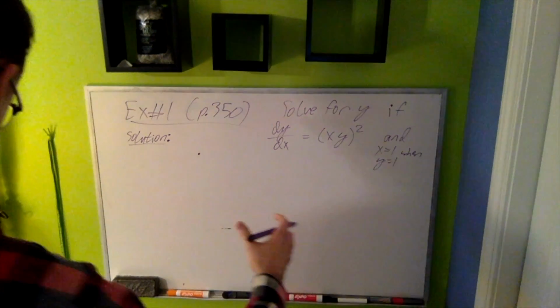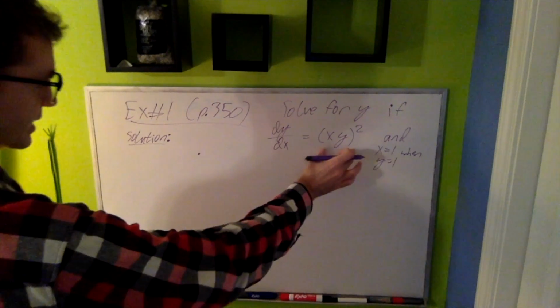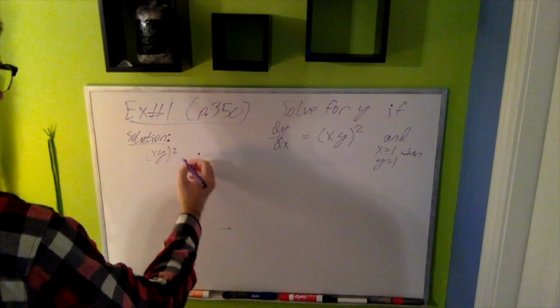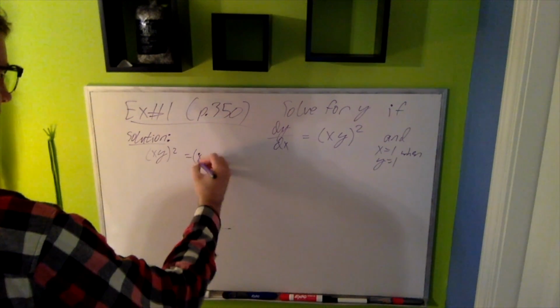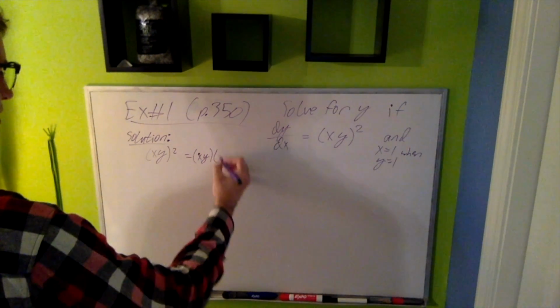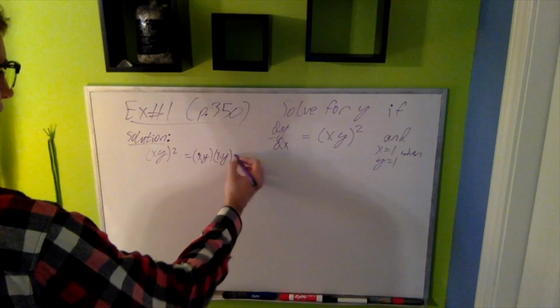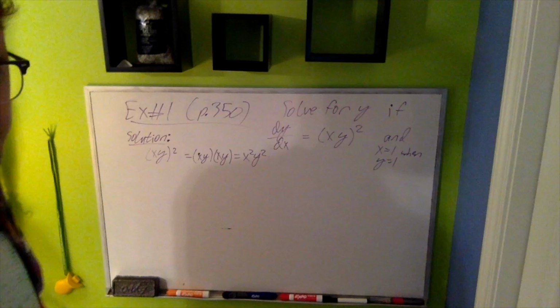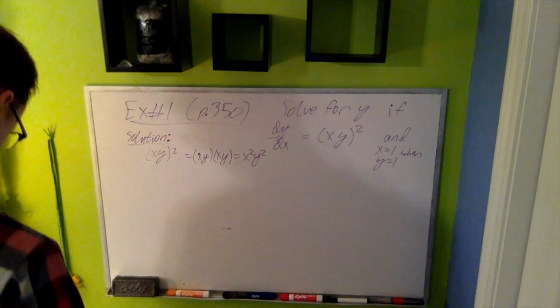So the solution for this particular problem, I'm going to start by rewriting this. So I have the quantity x times y squared. I can rewrite that as the quantity xy times the quantity xy. If I distribute that, I have x squared y squared. That should make this a little easier to work with.